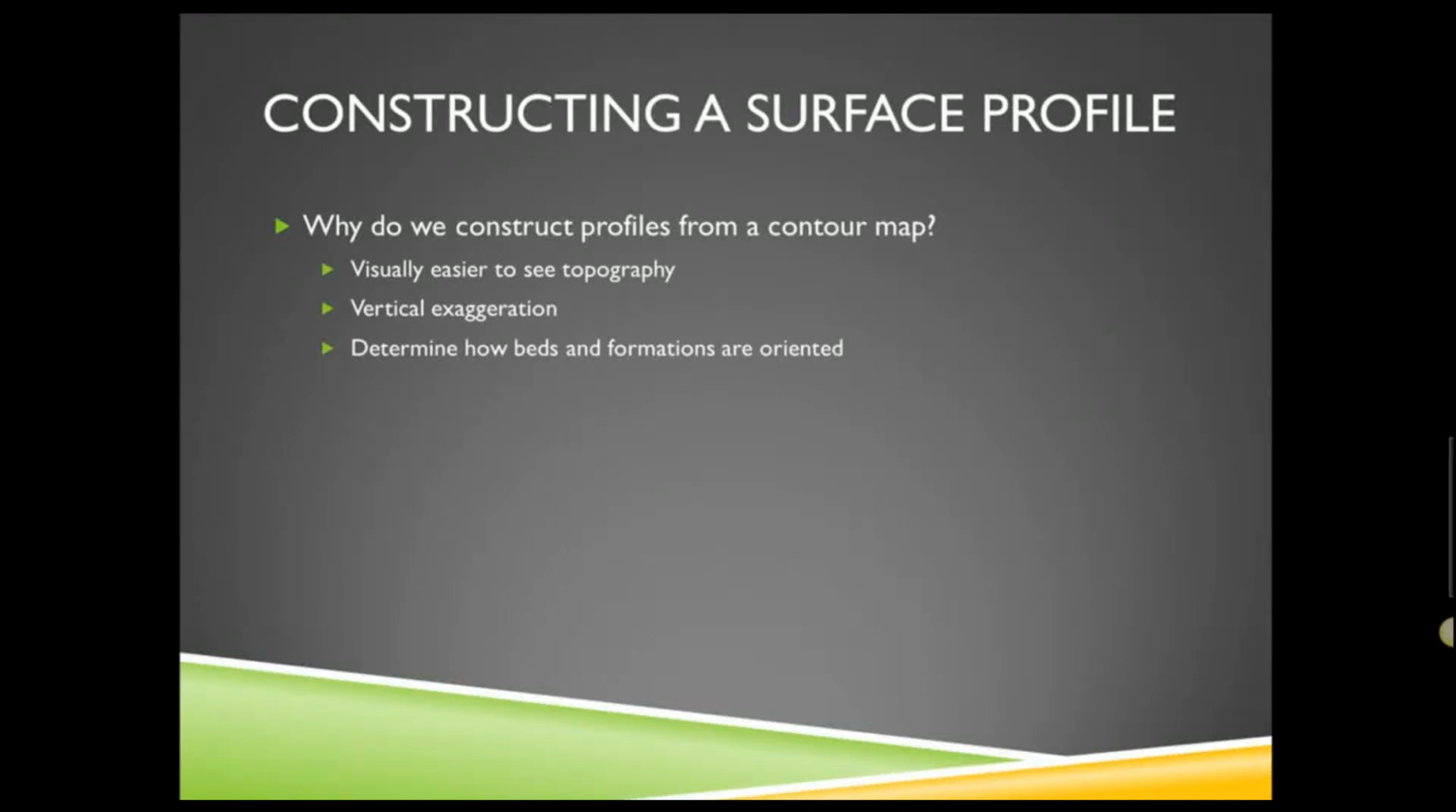So the first question is, why would we construct a profile from a contour map? Well, some reasons are that it's visually easier to see topography in a cross-section or a profile than it is for most people anyways when they're looking at a topographic map. Another reason is that we can use vertical exaggeration.